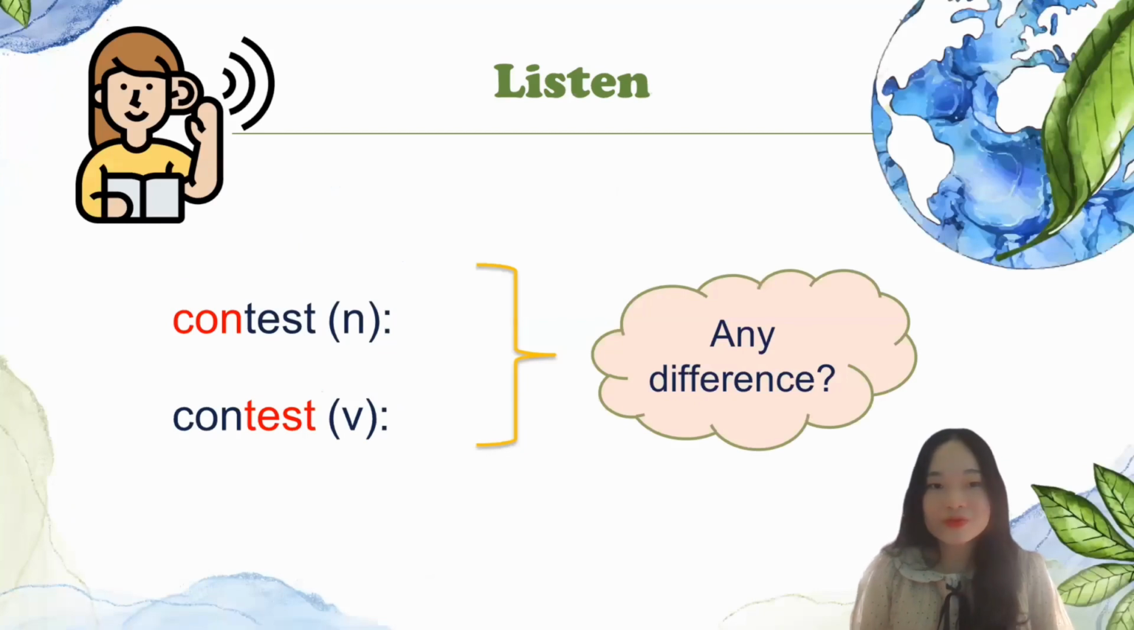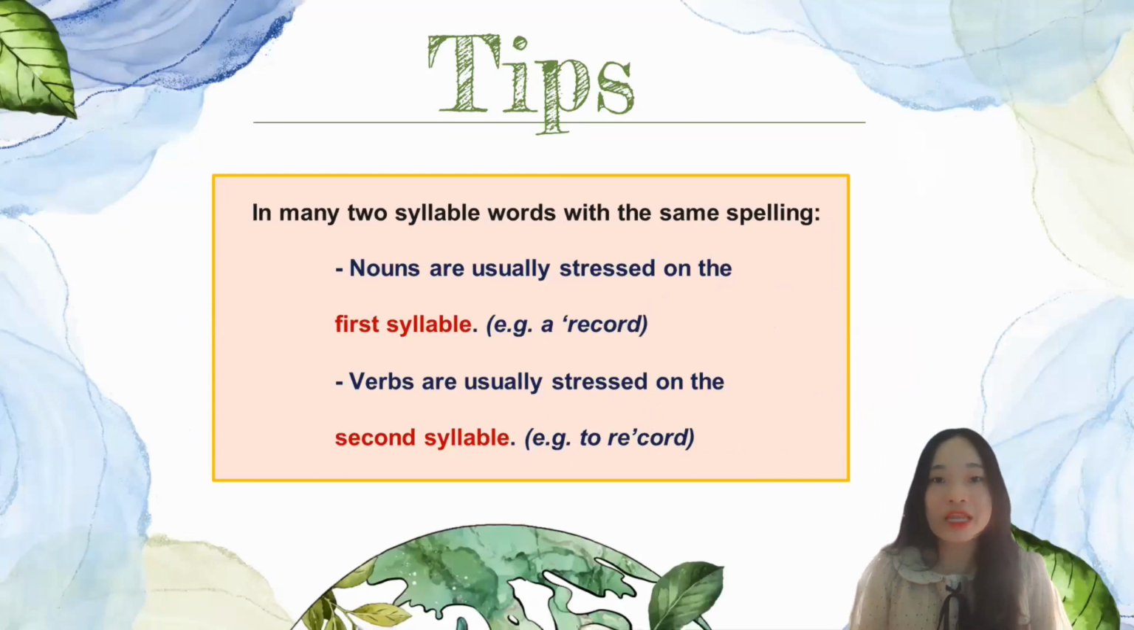Okay, listen again, class. Contest, contest. Is there any difference in the way that I pronounce the two words? Although contest and contest have the same spelling, they are different in the way that we pronounce them. But what is the reason why? You can see that contest is a noun, so we put the stress on the first syllable, contest. However, contest is a verb, so it is stressed on the second syllable. And this is also the main point that I want to show you in the lesson.